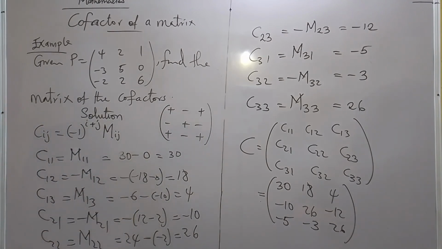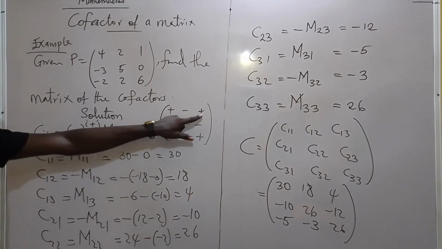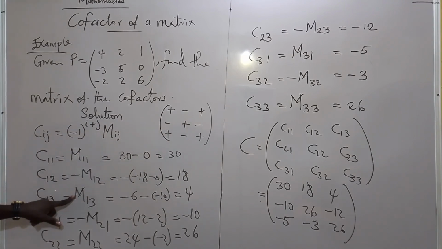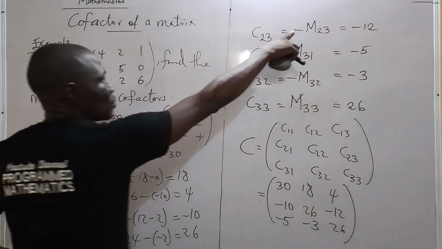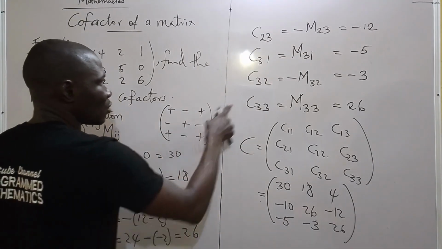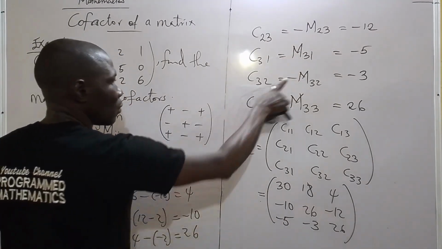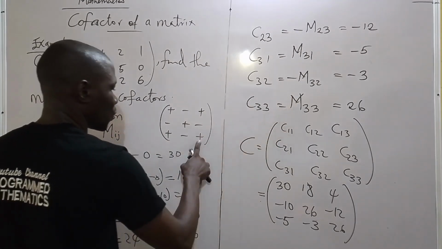So if you check this now, for the first row: plus, minus, plus. Second row: minus, plus, minus. You can see that here, minus, plus, minus. Third row: plus, minus, plus.